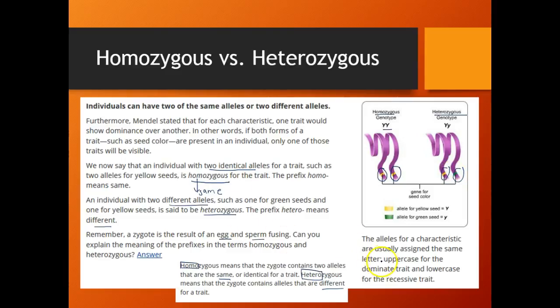The alleles for characteristics are usually assigned the same letter. However, uppercase means it's a dominant trait, and lowercase means it's for a recessive trait. Okay, so you see here, this is two uppercase letters, big Y, and so they both have the dominant. This person has the two dominant alleles, whereas this genotype here has two different ones, one of the dominant, one of the recessive.